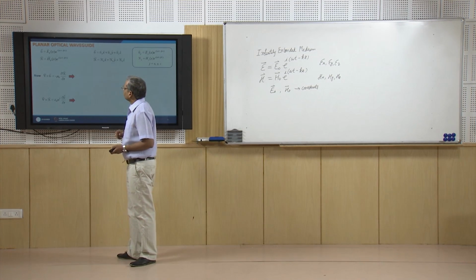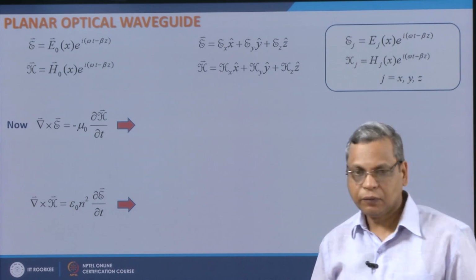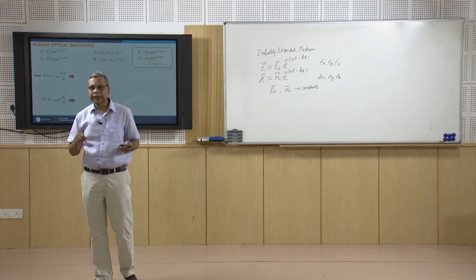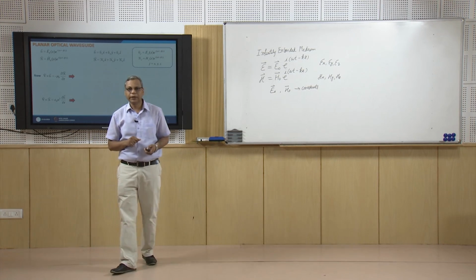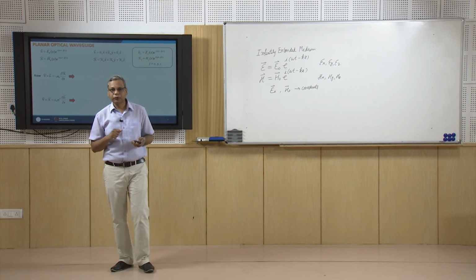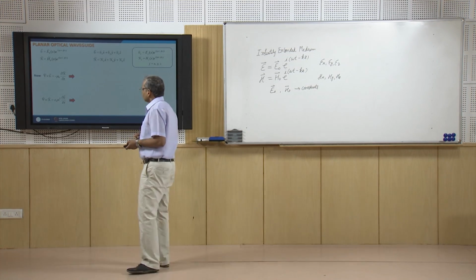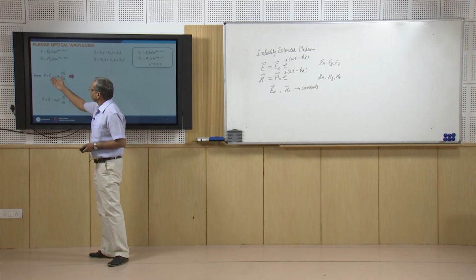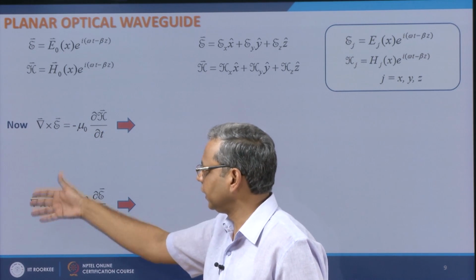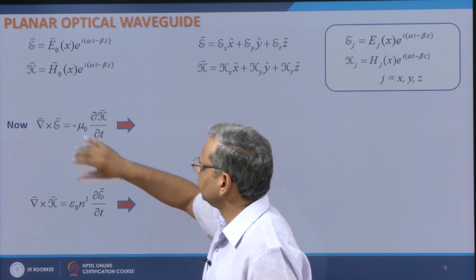Now, let me put these solutions into curl equations. Why am I doing this? Ultimately, I want to find out how E varies with x and how H varies with x. So, I need to form a differential equation in E with respect to x. In order to do that, I know from here I will get del E over del x, del H over del x terms. Okay. So, that is why I put these into these equations now.